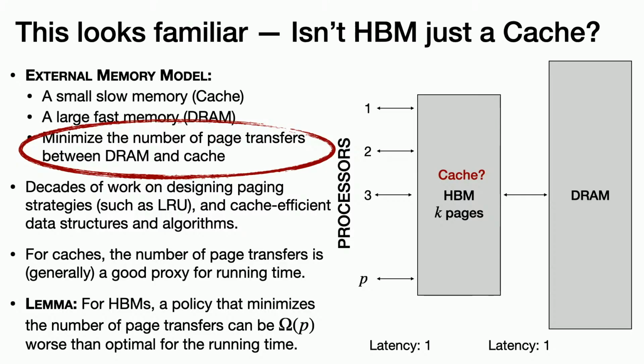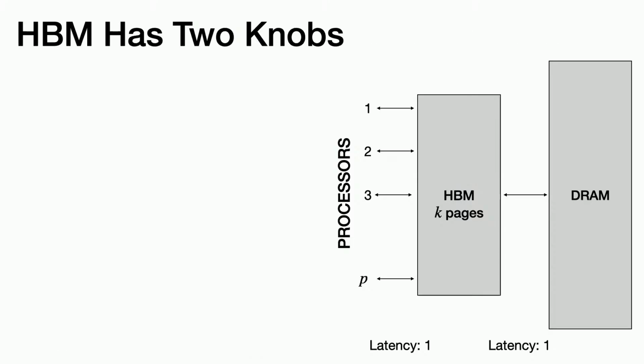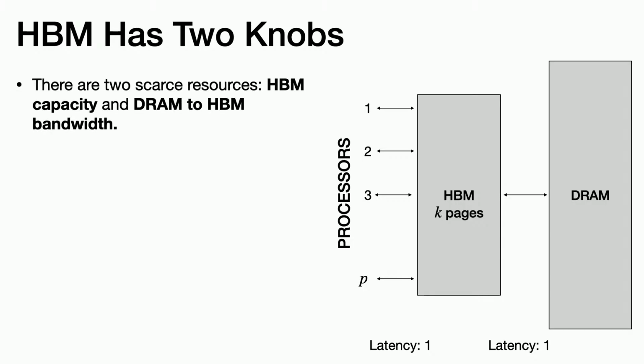And very bad in the sense that it's optimally bad, right? You've lost all the advantage that you were going to get from bandwidth. Okay, so why is that? Just intuitively, HBM actually has two knobs. It has two scarce resources. That's the number of pages, just like cache, it has limited capacity, but it also has this bandwidth. That's also a scarce resource that you have to manage.